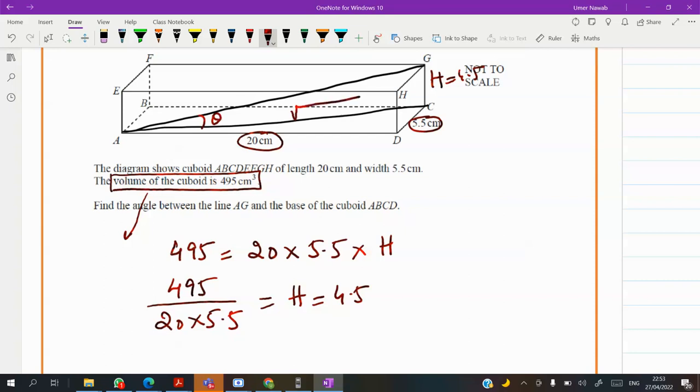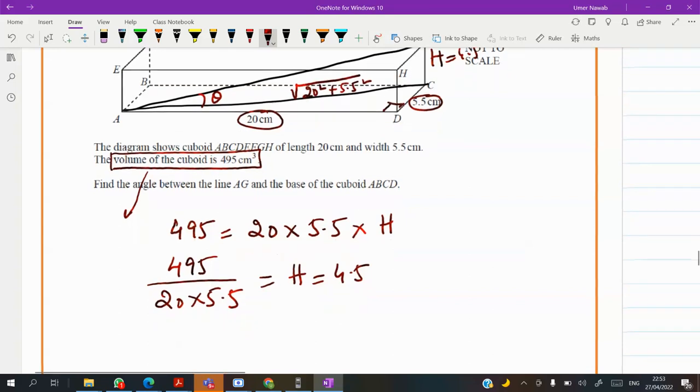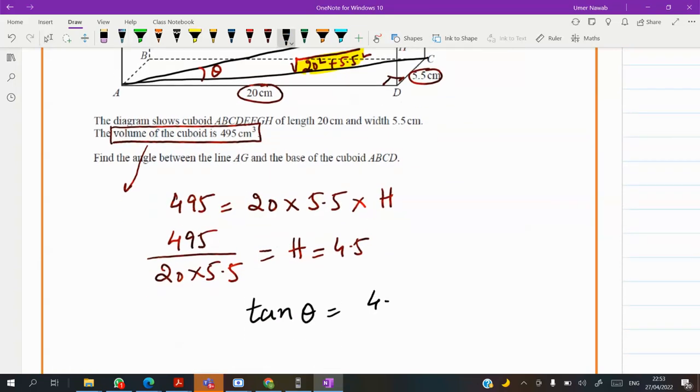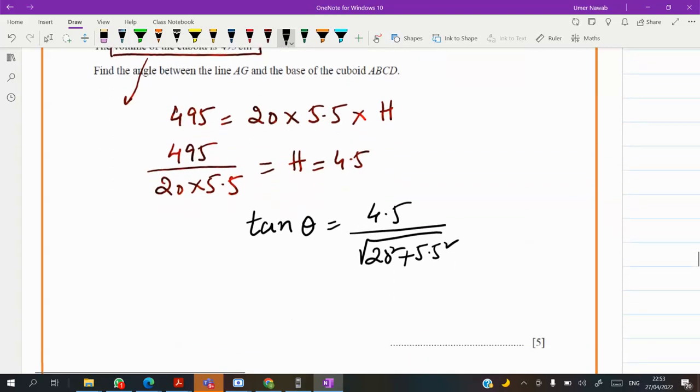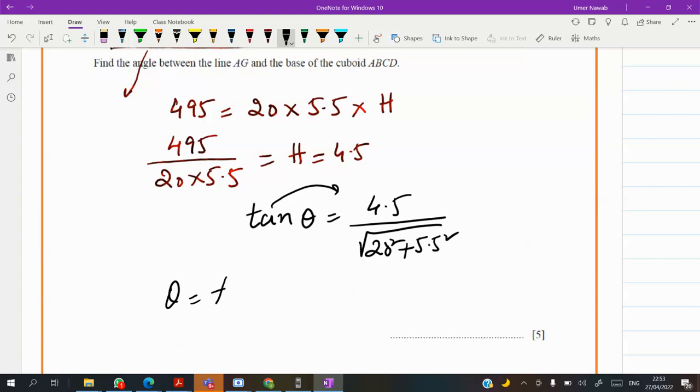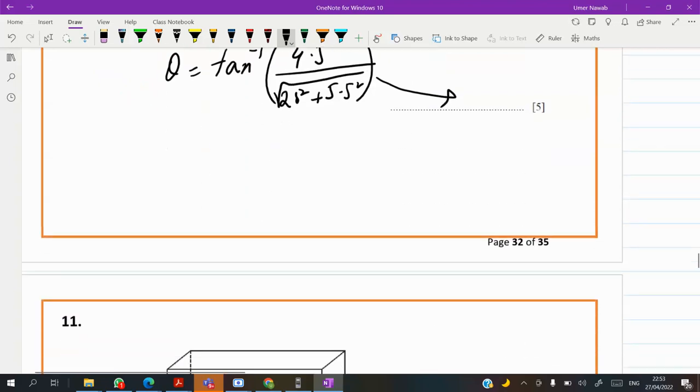You can find this, which is 20 squared plus 5.5 squared, because the bottom face has a right angle triangle ADC. By using Pythagoras, we can find AC. Now I can apply tan theta is equal to height 4.5 over square root of 20 squared plus 5.5 squared. I send the tan to the other side. So theta is equal to shift tan 4.5 over square root of 20 squared plus 5.5 squared. Whatever the answer comes, you write it here.